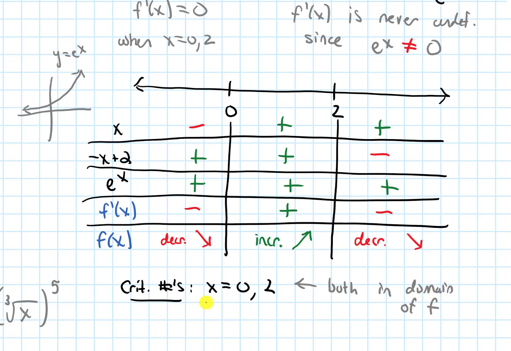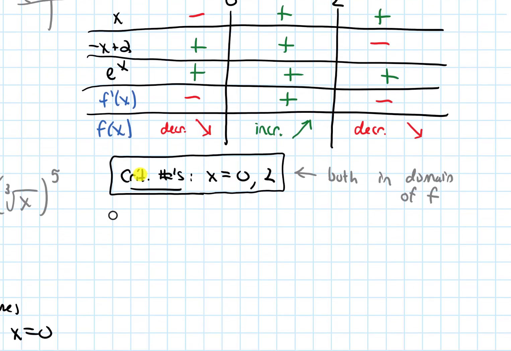Okay, so these are critical numbers. If one of these wasn't in the domain of f, it would not be a critical number. It would still go on this number line because it would still be a place where my derivative might change sign, but it wouldn't be a critical number. Okay, but that doesn't happen here. Alrighty, so let's classify these now.